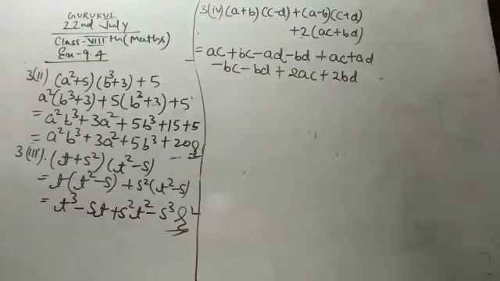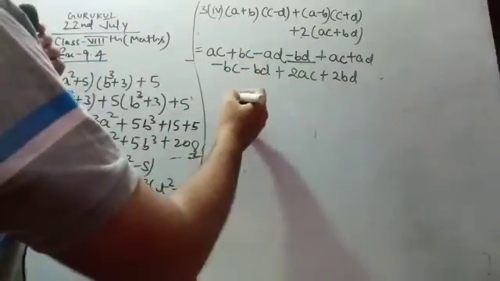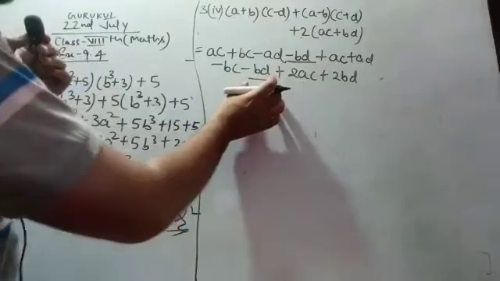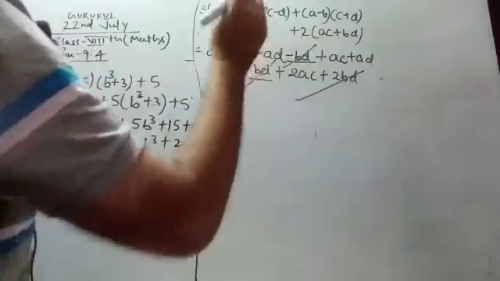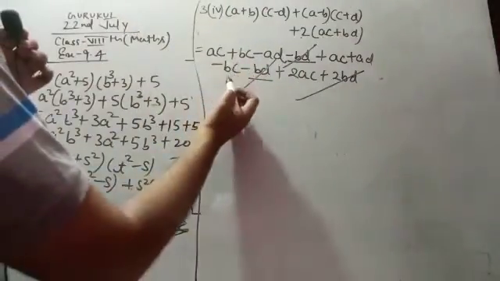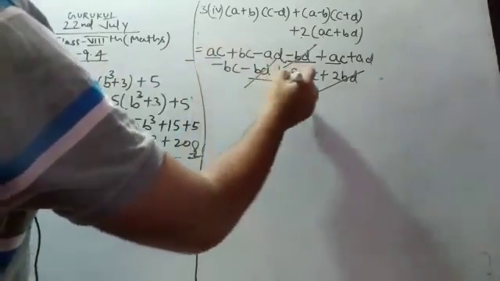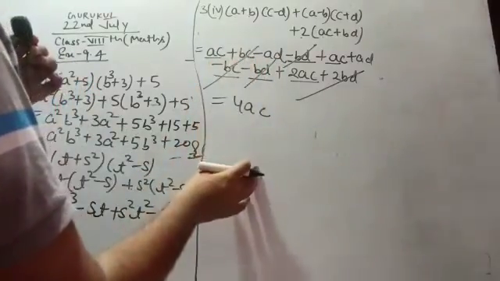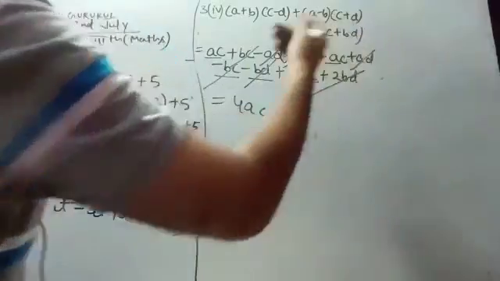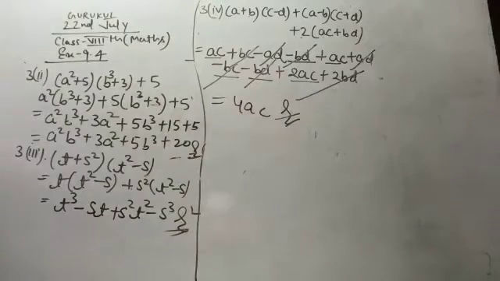Now just find out the like terms. So here is minus bd, here is minus bd, minus bd minus bd, minus 2bd, minus 2bd plus 2bd, both will cancel out. Now ac, ac and 2ac, this will be 4ac. Now minus bc plus bc cancel out, minus ad plus ad cancel out. So all terms are solved, only 4ac is going to be the answer. This is remaining and nothing else is remaining now.